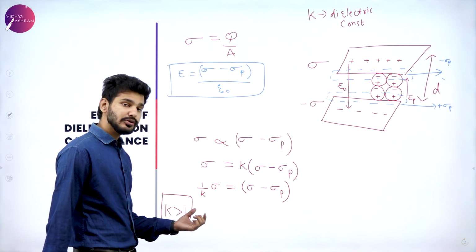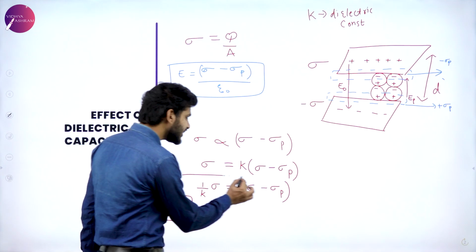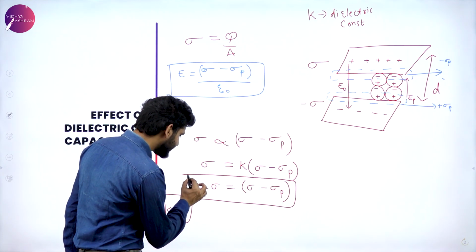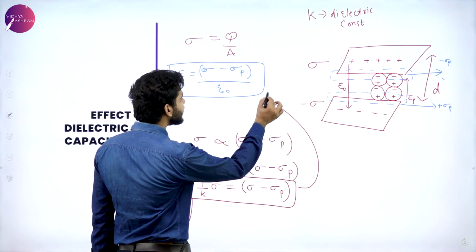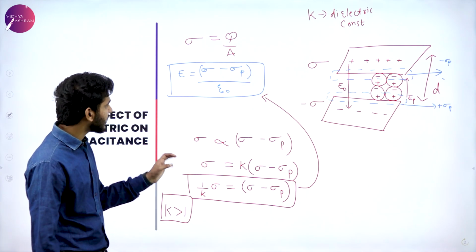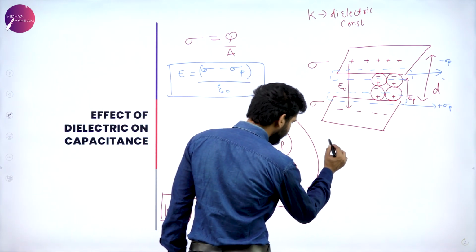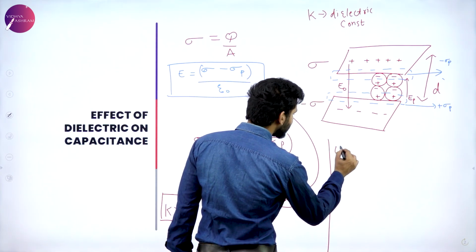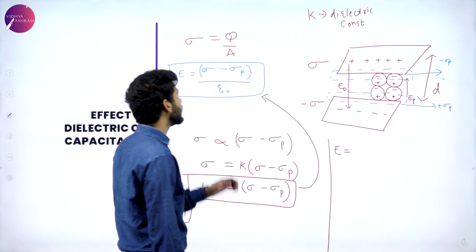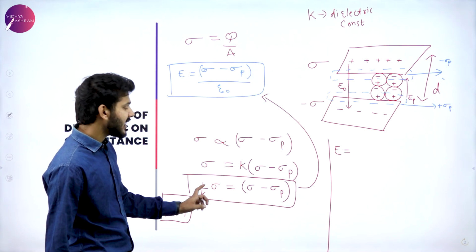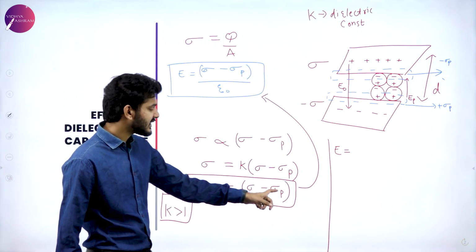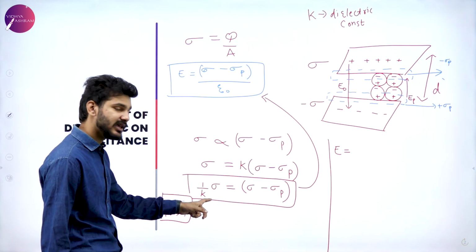Now I'm going to substitute this particular result into the equation we just found. So I can write E is equal to sigma by K, because sigma minus sigma p is equal to sigma by K.